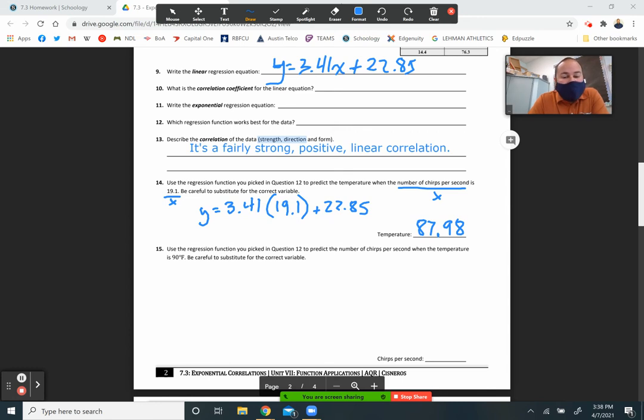The last question on this page says use that function to predict the number of chirps when the temperature is 90. And which variable is temperature? Y this time. So I'm going to plug in 90 for y, not x. So I'm going to leave x there. So this is what my setup is going to look like. 90 is equal to 3.41x plus 22.85.